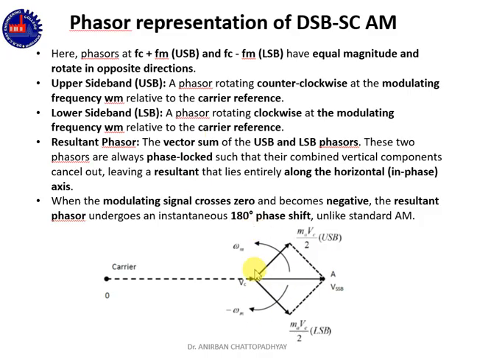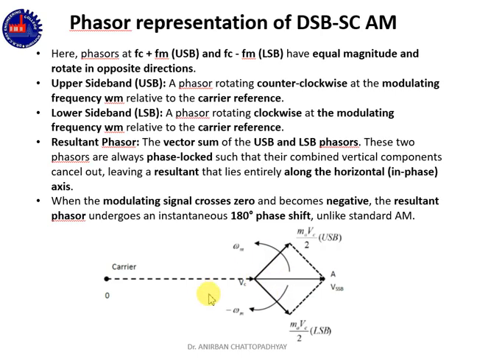Now this is the phasor diagram of DSBSC signal. Here USB is Fc plus Fm and LSB is Fc minus Fm. Always remember, this LSB and USB are of equal magnitude and rotate in opposite directions. Okay, not the same direction, but opposite directions. So it is plus omega m, and minus omega m. The upper sideband phasor rotates counterclockwise, where the modulating signal is omega m, and LSB rotates clockwise, where the modulating signal is minus omega m.